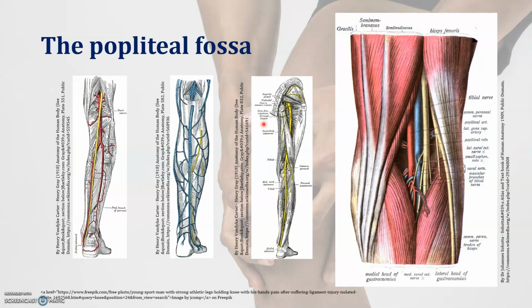So as you can see, from lateral to medial in the fossa, there is the common peroneal nerve, tibial nerve, the popliteal vein, and the popliteal artery. There are some other important contents here, which include lymph nodes, lymphatics, and some of the outpouchings of the knee joint, which we'll talk about in a little while.